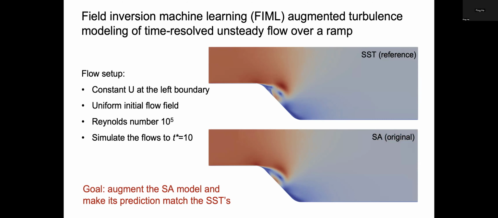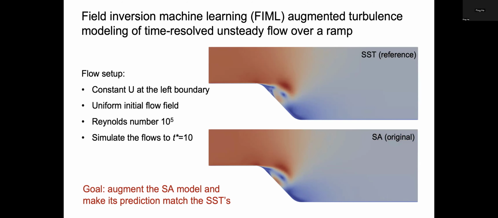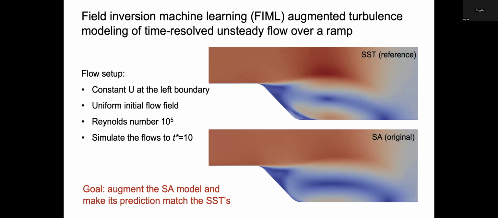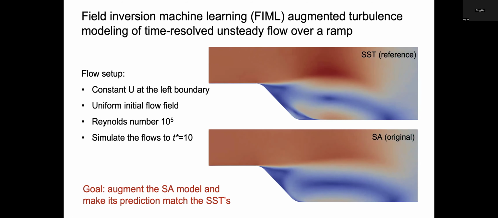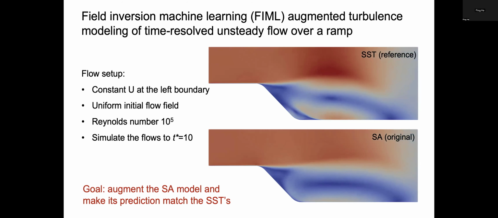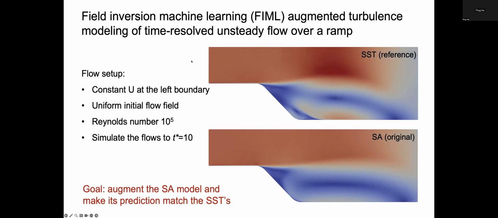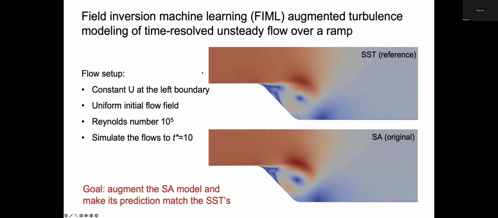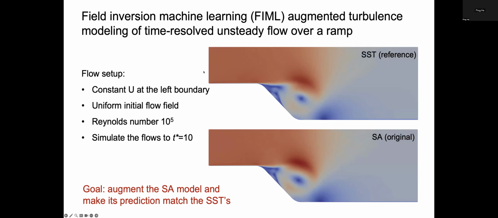Here's what we want to demonstrate in this paper. But as you imagine, in reality, we don't want to make SA match the SST. Instead, we may want to make SA match LES and DNS predictions. Here is just a very simple demonstration that we can do this, and we can then, in the future, extend it to more realistic data.